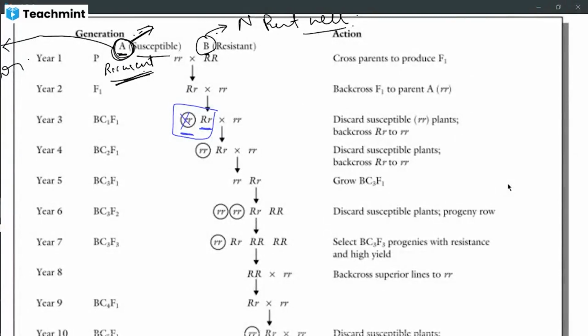And you will again perform the cross with your recurrent parent. And again you will reject the homozygous recessive one and you will again perform the cross with your recurrent parent. So now tell me, how will you know that you need to reject this plant and you need to select this plant? On which basis will you perform?